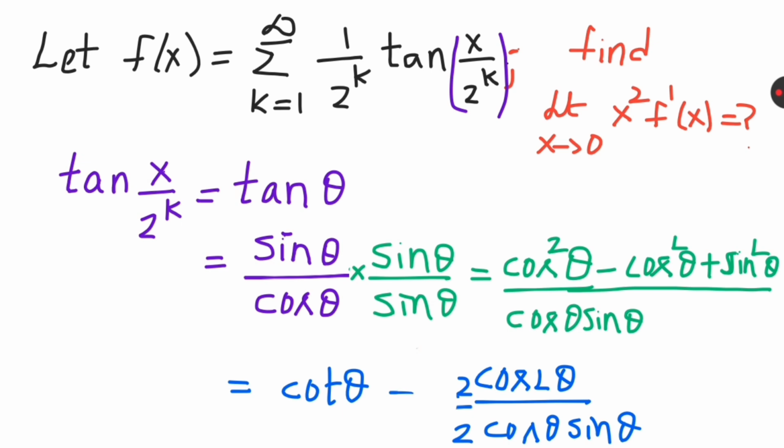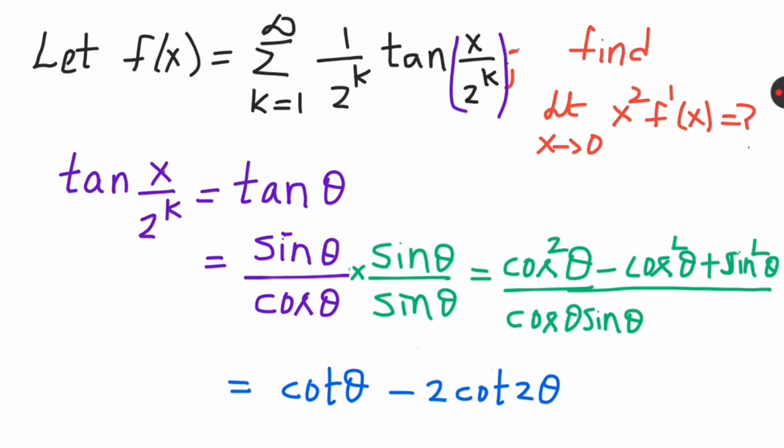For the second term, if you multiply and divide by 2, at the denominator we now have 2 cos theta sin theta, which is nothing but sin 2 theta. Let's write this as sin 2 theta. Now observe here, cos 2 theta over sin 2 theta is nothing but cot 2 theta. So finally, instead of tan theta, we can write this as cot theta minus 2 cot 2 theta.